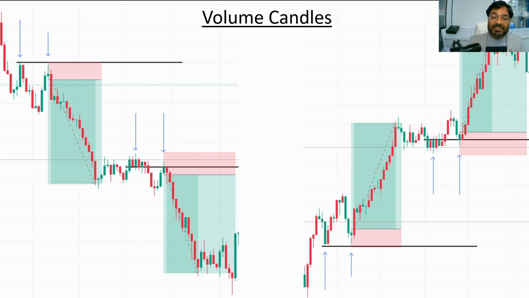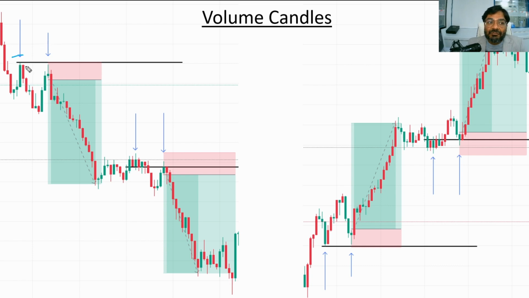But right now, let's learn how the volume candles can actually help us to take a trade, and let's also understand how we can analyze the volumes. Okay, so let me put a pen first. Okay, done. So the market is coming down.